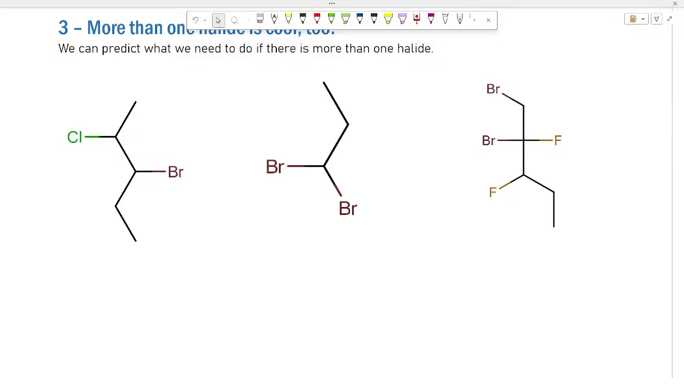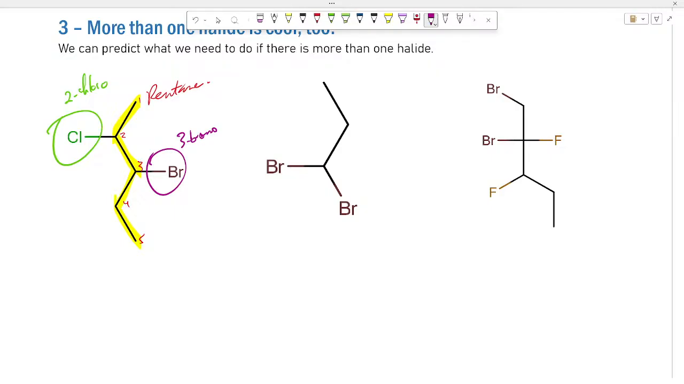So I'm assuming that you can predict this. What's the main chain here? I think so. Yeah, let's check. 1, 2, 3, 4, 5. Yeah, so this is a pentane. Okay. And then what's on it? Well, it's got a 2-chloro and it's got a 3-bromo.